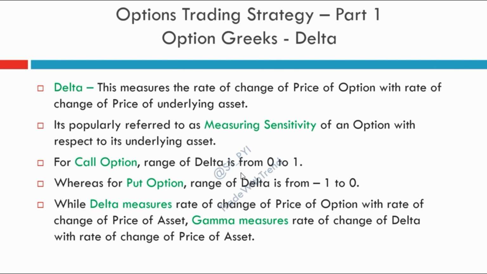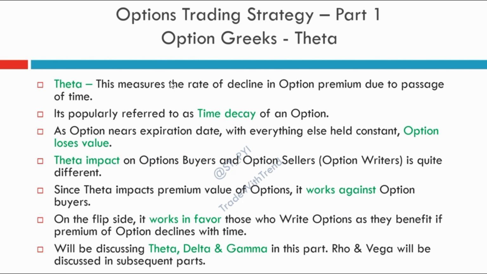So now let me come to options delta. Now, remember there are 3 main option Greeks that we are discussing in this part. That is delta and theta and gamma. So what did theta measure? Theta measured the rate of decline of option with respect to time, right? That is days left to expiry.